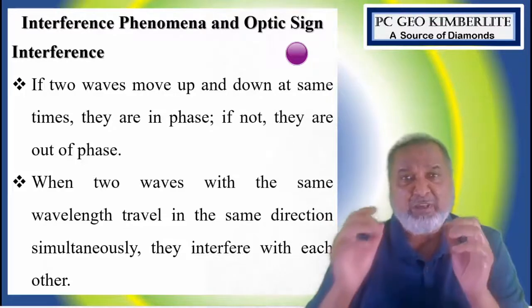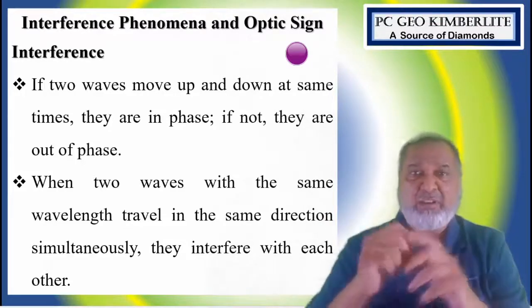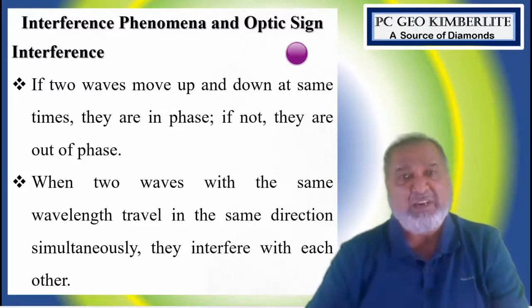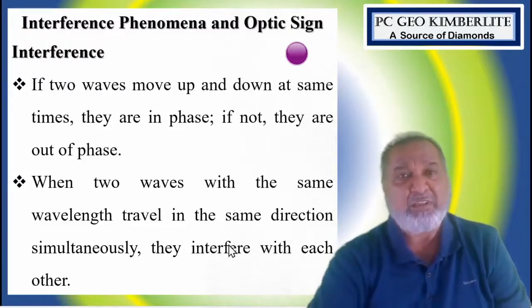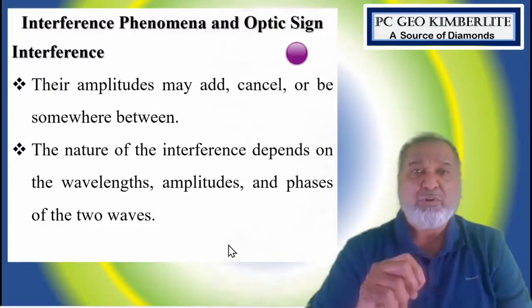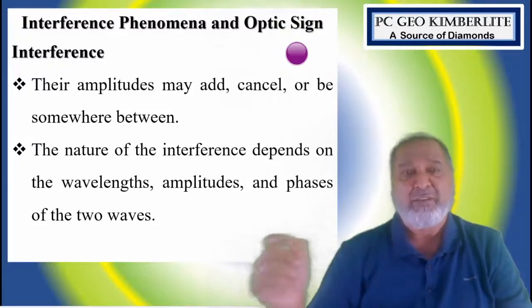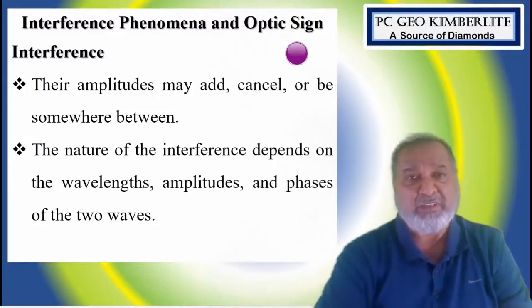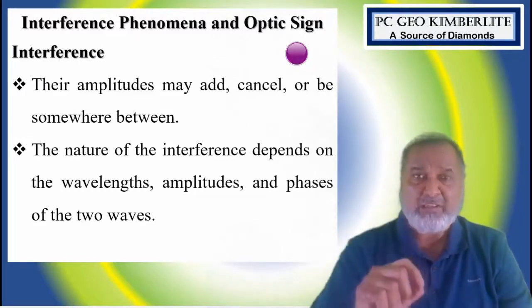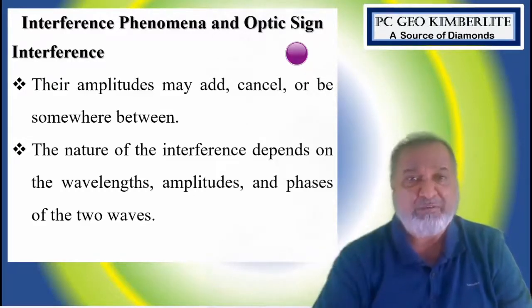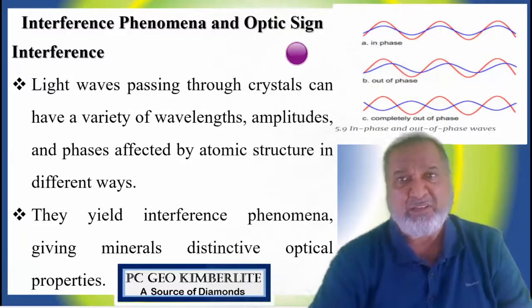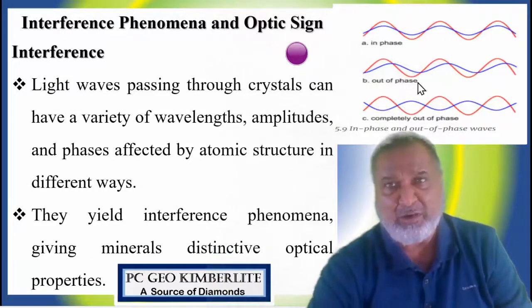When two waves with the same wavelength travel in the same direction, simultaneously they interfere with each other. The amplitude may add or cancel or may be somewhere within. The nature of the interference depends upon the wavelengths, amplitudes and the phases of the two waves. As you can see here, this is in phase, out of phase, and completely out of phase.